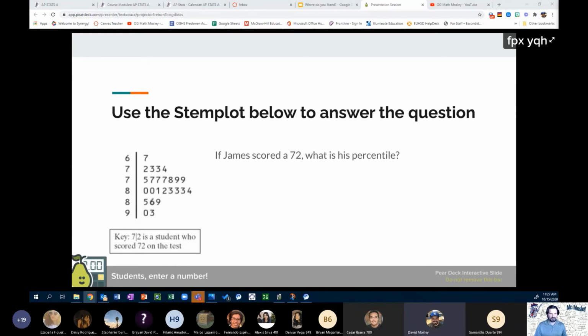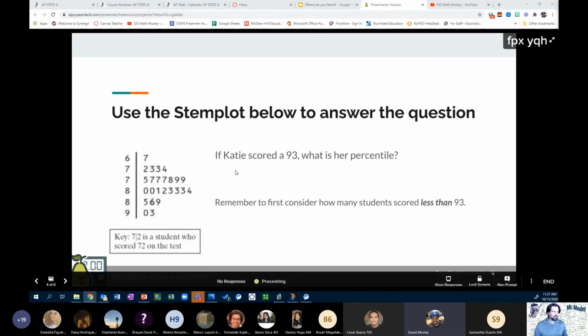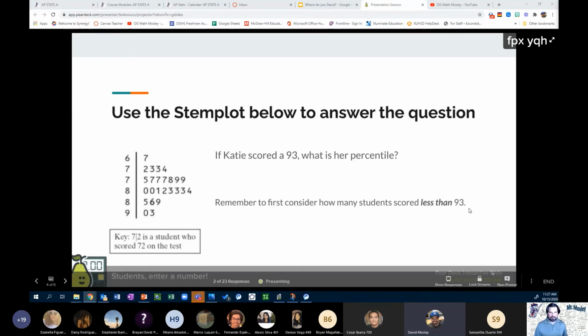Let's try another one. In this example, same stem plot, we have another student, they scored a 93. What is her percentile? And remember to first consider how many students scored less than 93. Do not count 93. We count how many things are less than 93, and then divide that number by 25.